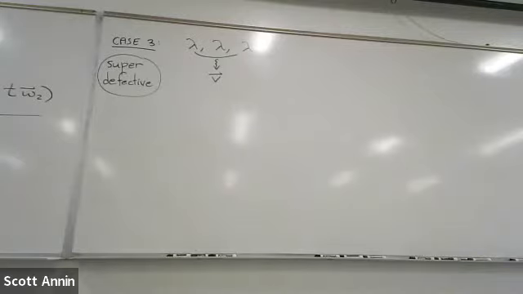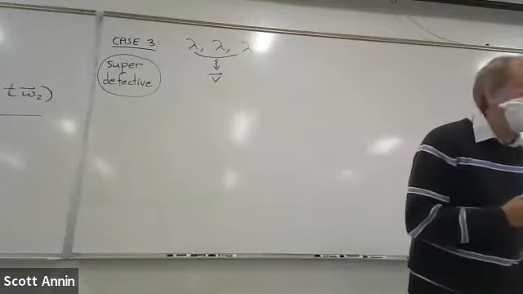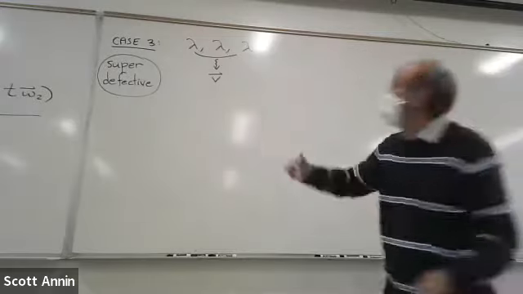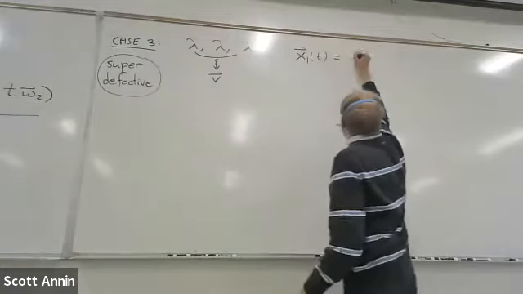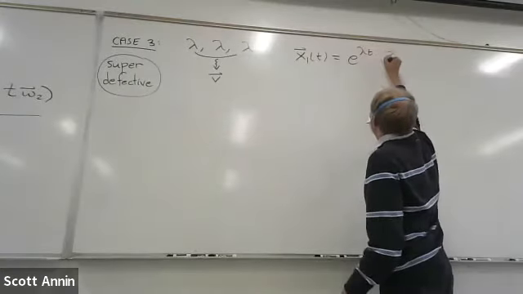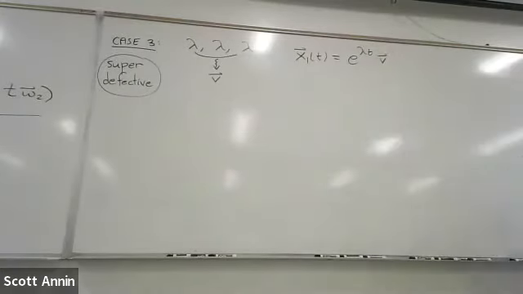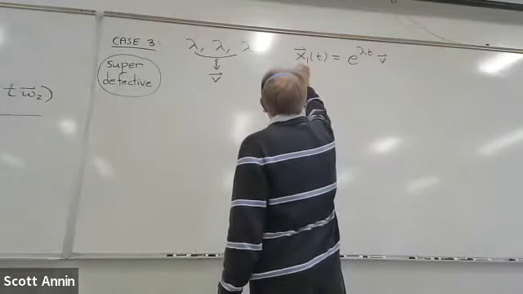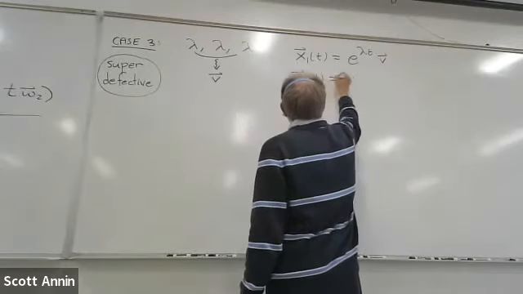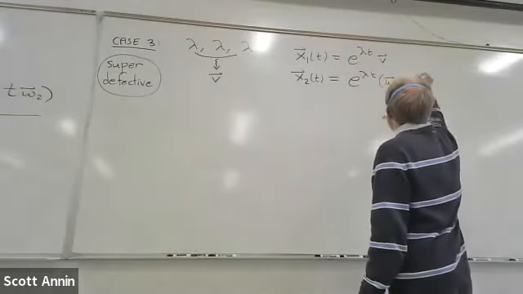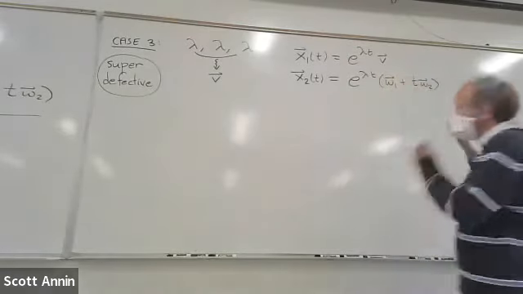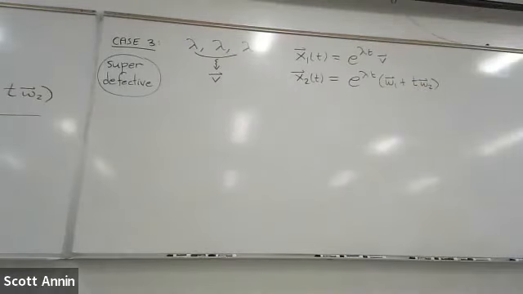All right, so in this case, we still need to get 3 solutions. The question is, how do we get them? Well, the first solution, x1 of t, you're not going to be surprised. It's just e to the lambda t times v yet again. Same thing we've seen for the last few sections. x2, here we're going to use the w's. So e to the lambda t, and then I have w1 plus t times w2. That's my second solution.